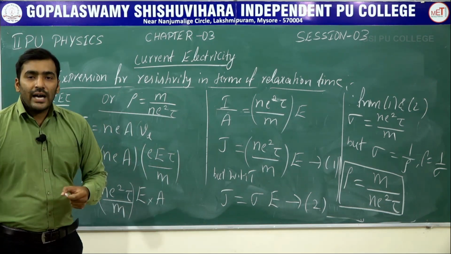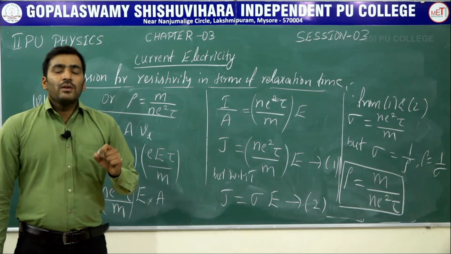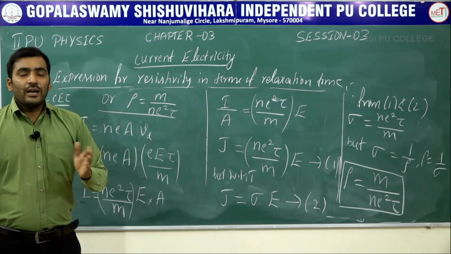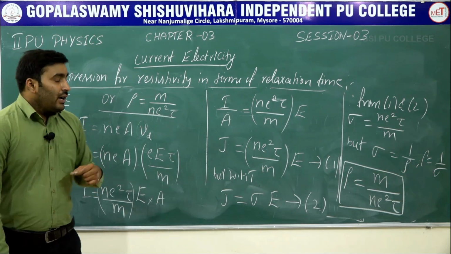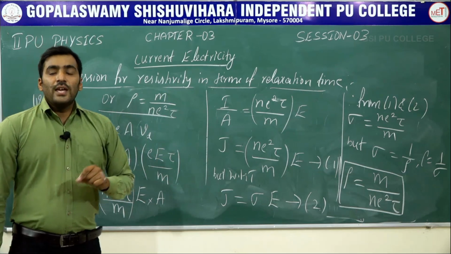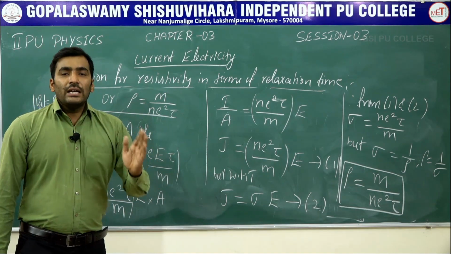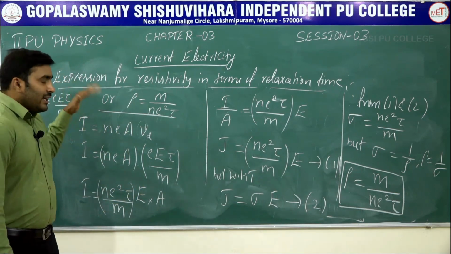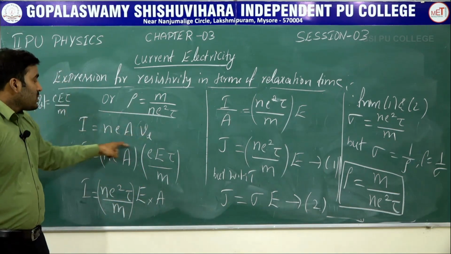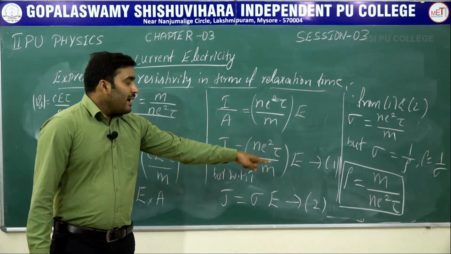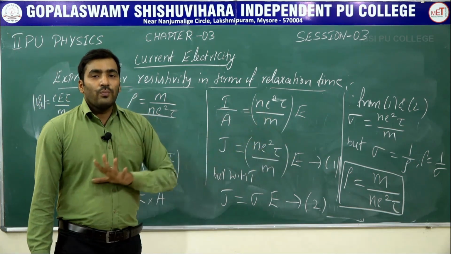And after that, relaxation time: it is the average time interval between two successive collisions of electrons when they are drifted towards the positive potential. After that, we derived an expression for current in terms of drift velocity. The equation says I is equal to n e A into Vd. Finally, using that expression, we have shown that resistivity rho is equal to m divided by n e square into tau.